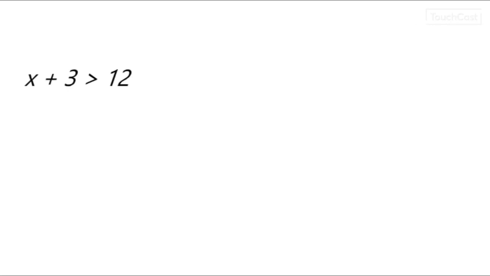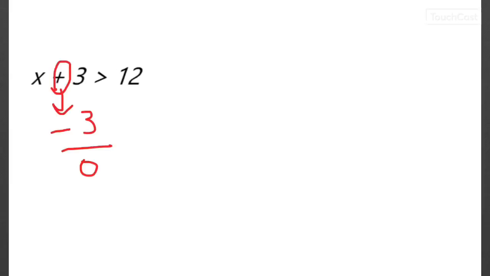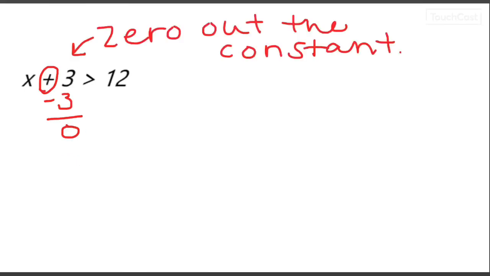This is a one-step problem, so we only have to do one thing in order to figure out what x could be. Now, if I want to get x by itself, what do I need to do? Hopefully you remembered the inverse of addition is subtraction, so what we need to do is subtract 3 from the left side of the equation. You'll often hear this called zeroing out the constant, which means that constant on the left side is now 0, and x plus 0 is just the same thing as x.